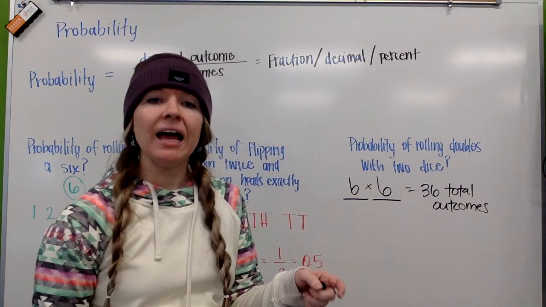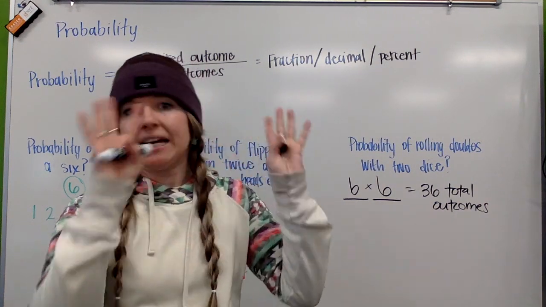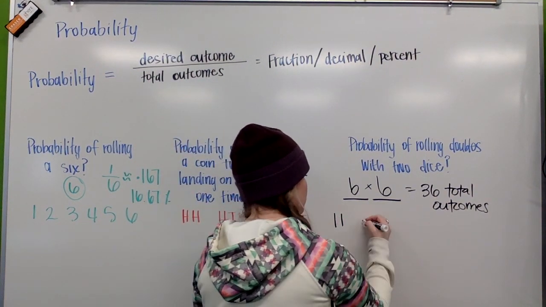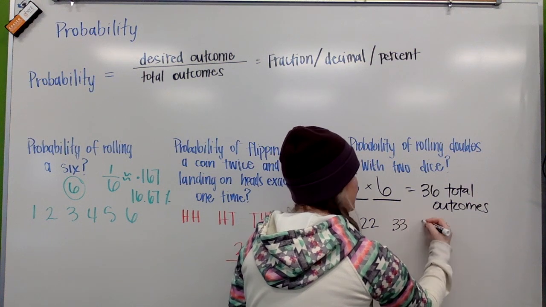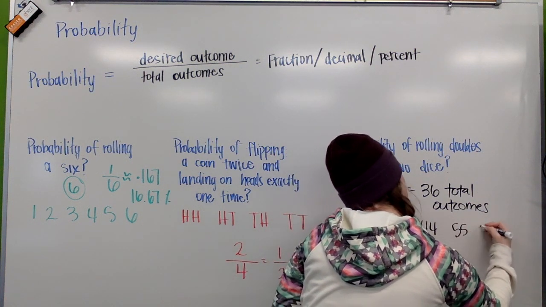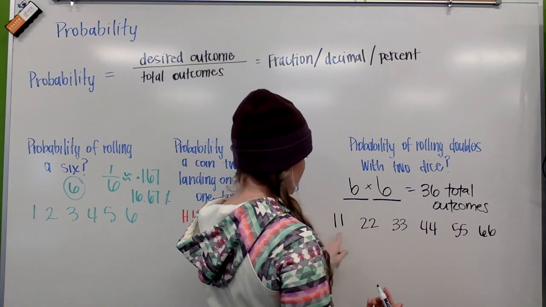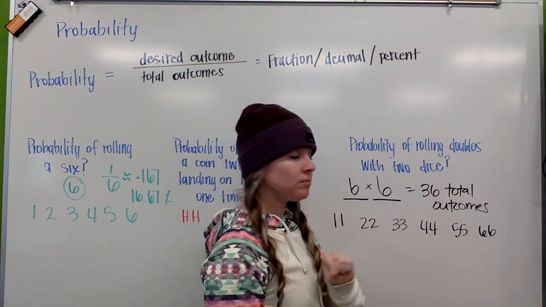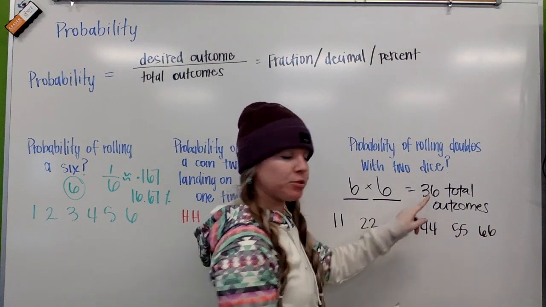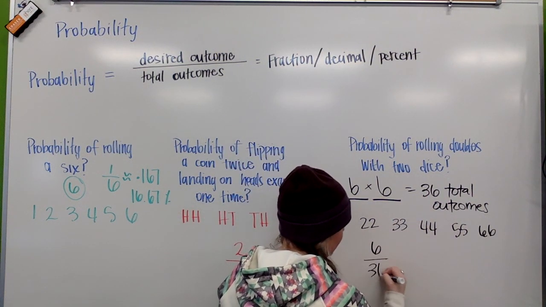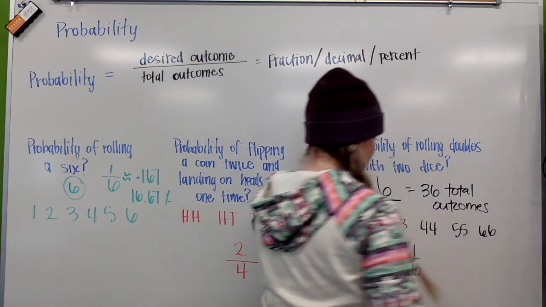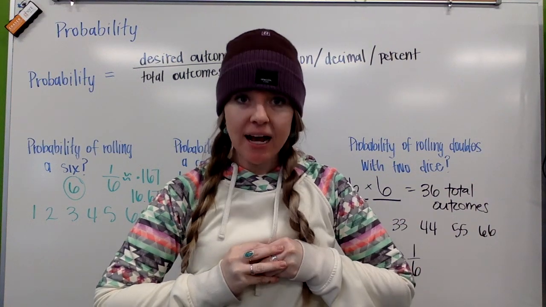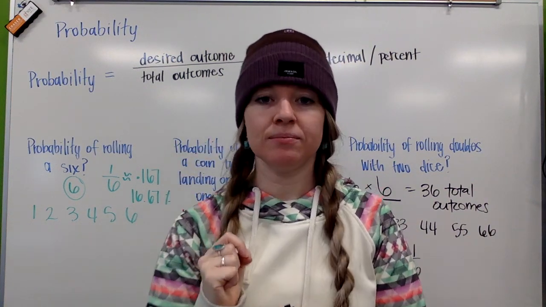And then from here, I want to know how many chances we'll have of rolling doubles. Well, that means we're going to get 1 and 1, 2 and 2, 3 and 3, 4 and 4, 5 and 5, 6 and 6. So that right there, that is 6 options of getting doubles out of 36 total options. So that's 6 out of 36, which is a 1 out of 6 chance. Probability. Desired outcome over total outcomes. Give it a go.